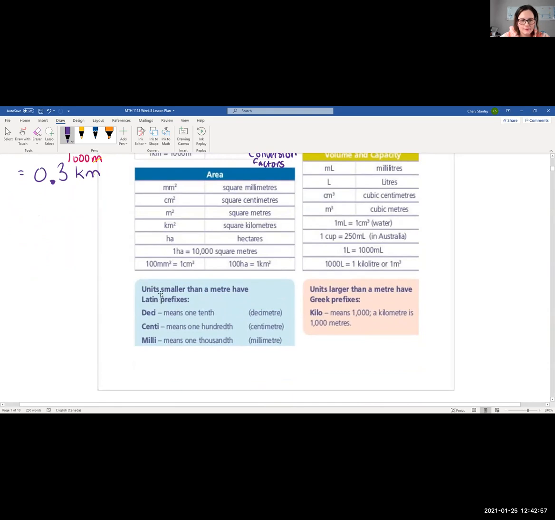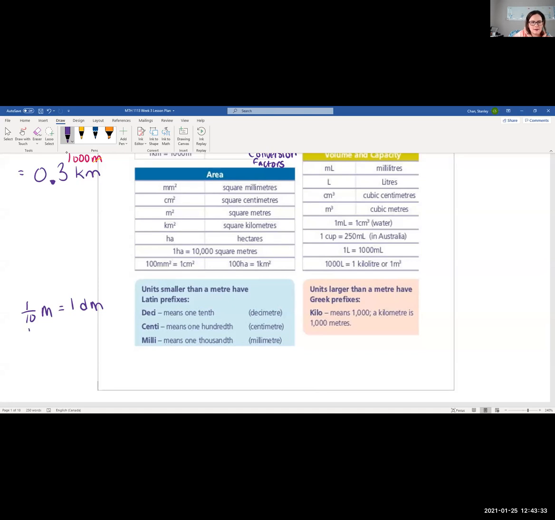Also of note here, units smaller than a meter have Latin prefixes, like deci means 1/10. So whenever you have a decimeter, so sorry, decimeter, if I was to have 1 meter, a decimeter is 1/10 of a meter. So 1/10 of a meter is equal to 1 decimeter. So that's what the term deci comes from, is 1/10.